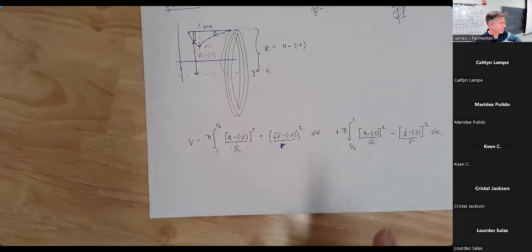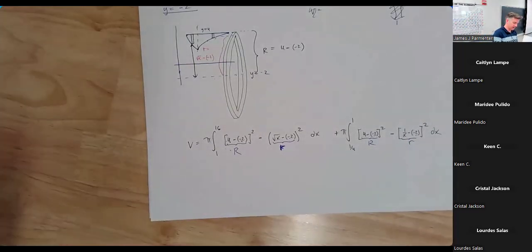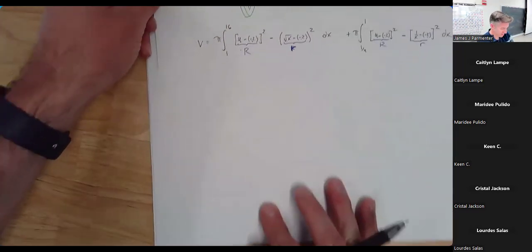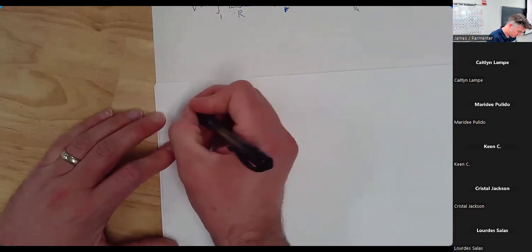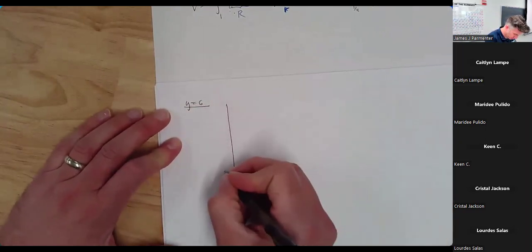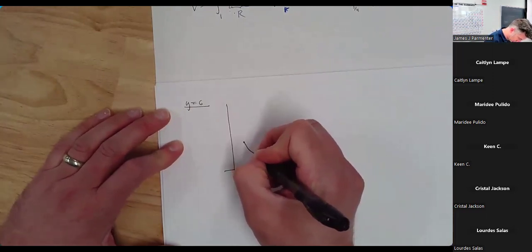So let's do one more like this. There's just one more thing I want to point out. What if instead we went around the line y equals 6? Well, now it's the same sort of deal. Same region here.